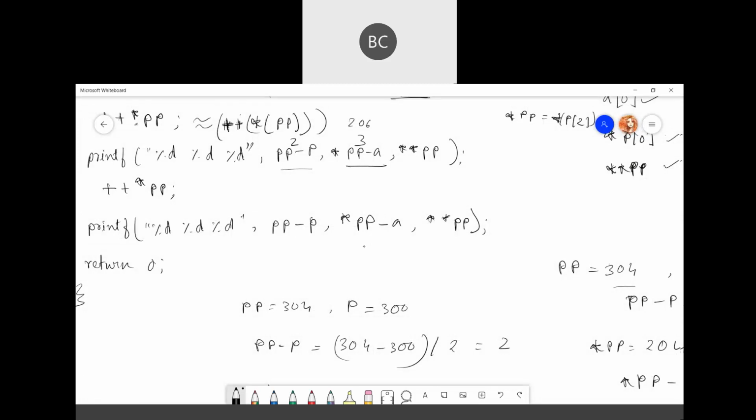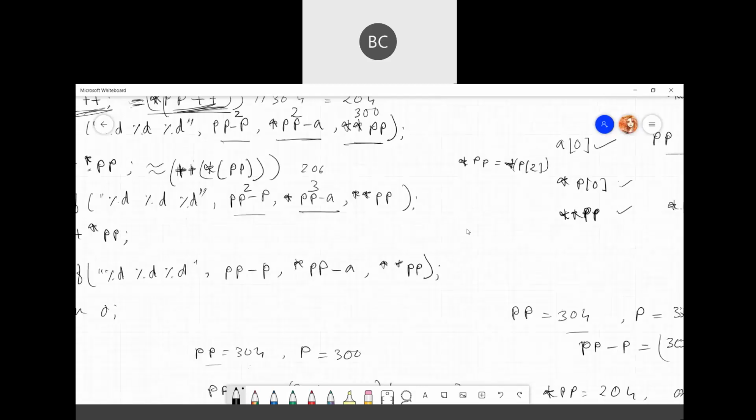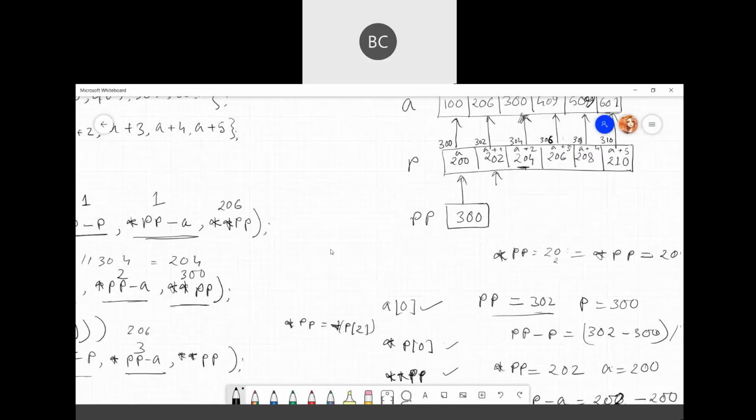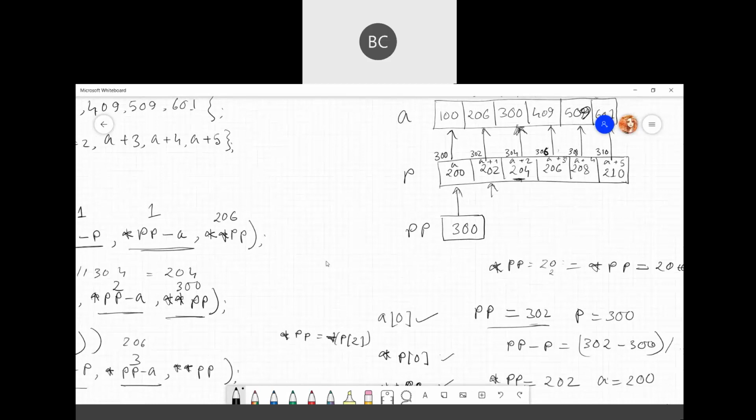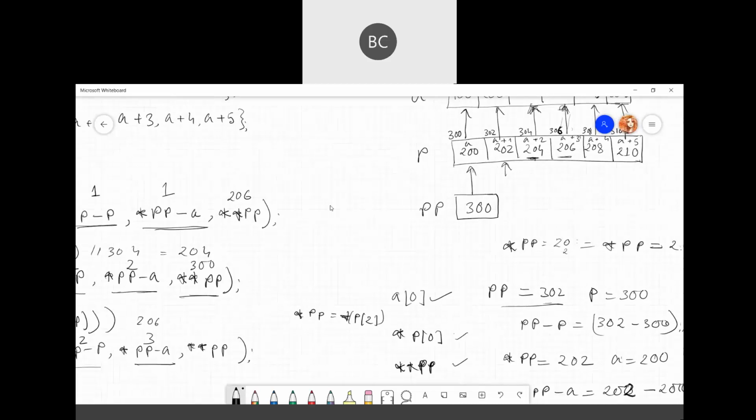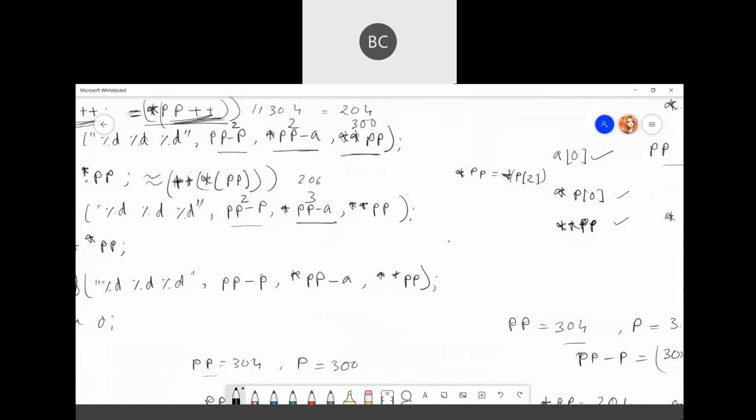Next we have double pointer P. We already know PP is 304. So pointing to it is 206. Then 206 is pointing to 409. This value 206, pointer PP is pointing to this value. So here you will get the 409 value.